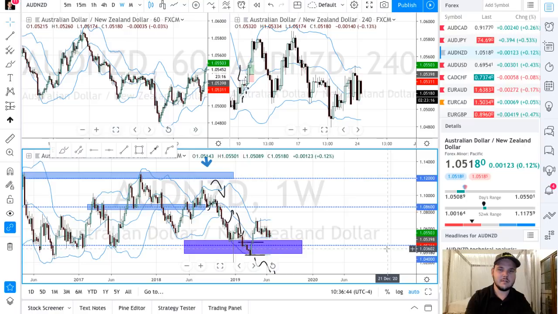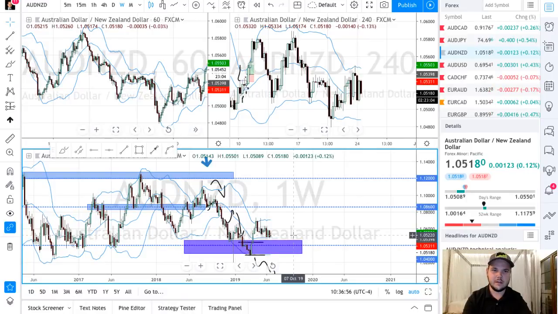AUD-NZD is, if I'm not mistaken, between two zones exactly. It's coming back close to the 1.04 zone where you want to look for bullish trades, but it's not there yet. So I'm not going to trade it for now and will wait till it's back to a normal point.